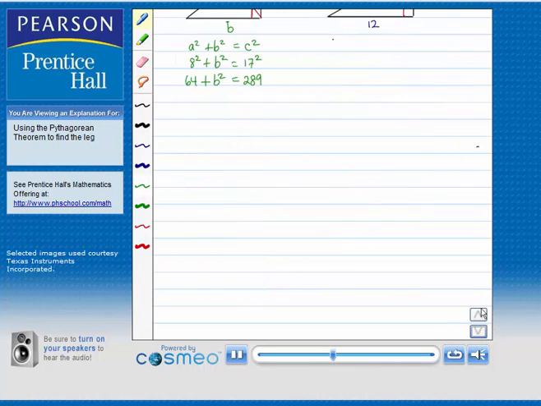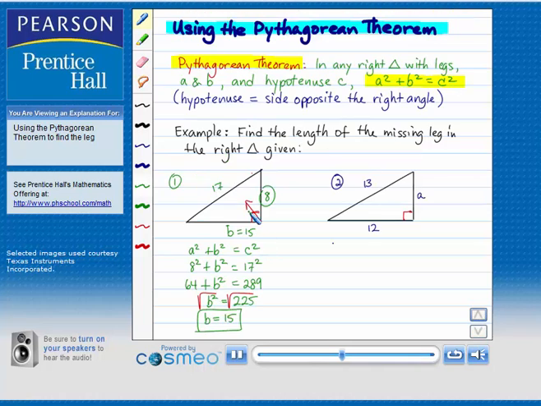Let's scroll down just a tad, and then I'm going to subtract 64 from each side, and B squared is going to equal 225. Then I can take the positive square root of each side. I don't need to worry in this case about the negative square root because I'm not going to have negative sides of triangles. That gives me B is equal to the square root of 225, which is 15. So there's the value of the missing side in that particular triangle. B is equal to 15, so I have an 8, 15, 17 right triangle.